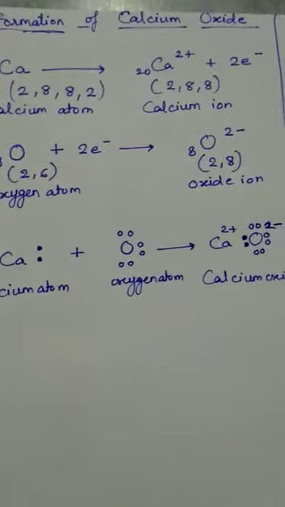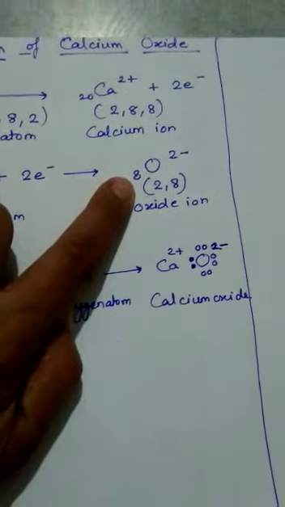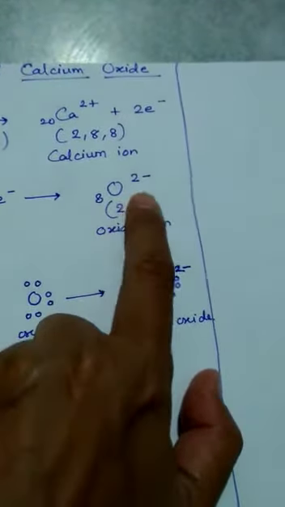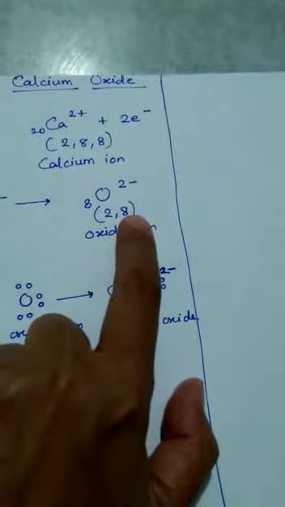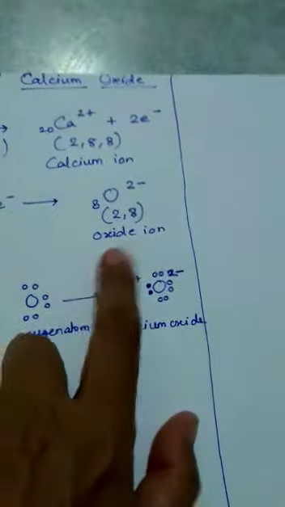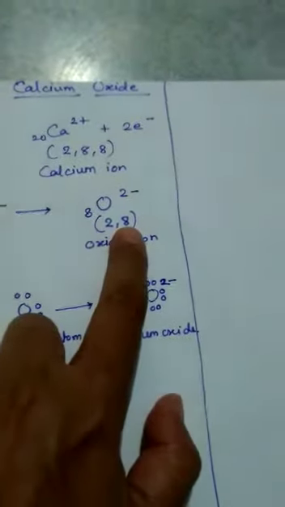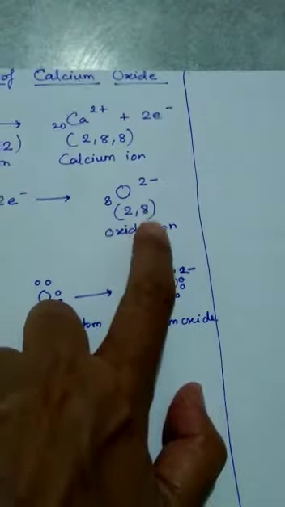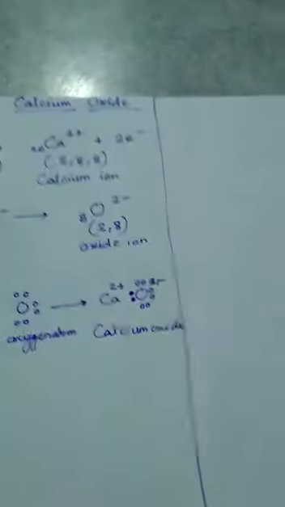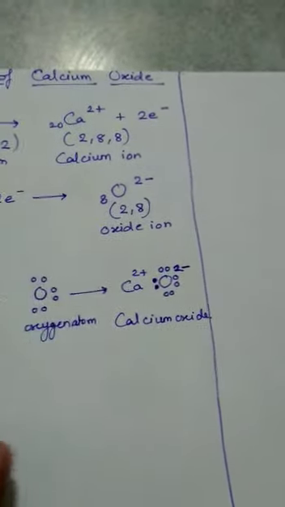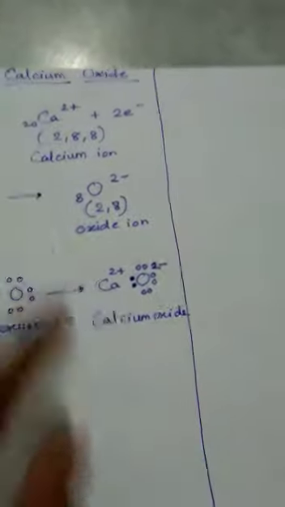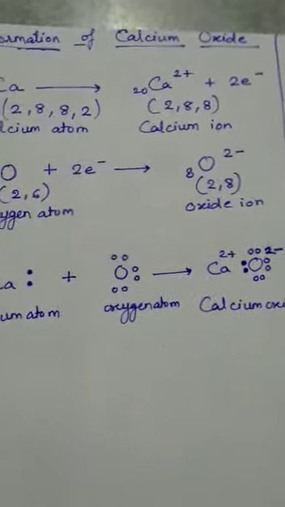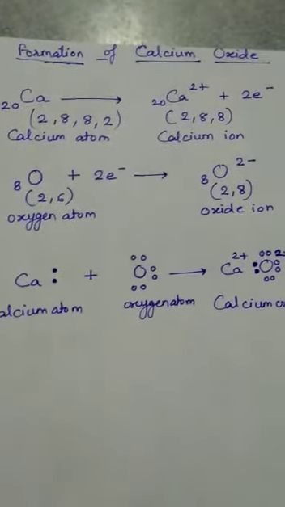But now you can see that there are 8 protons present because the atomic number is 8. But the number of electrons has become 2, 8. That means the total number of electrons has become 10. 2 extra electrons will give 2 negative charges to the oxide ion. But now because it has acquired 8 electrons in the outermost shell, it has the electronic configuration like that of neon. So it becomes stable. Now this calcium ion and the oxide ion, which are oppositely charged, will get attracted towards each other with the help of electrostatic force of attraction, and they form calcium oxide with the formula CaO.